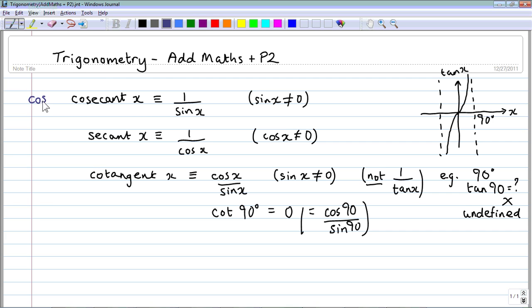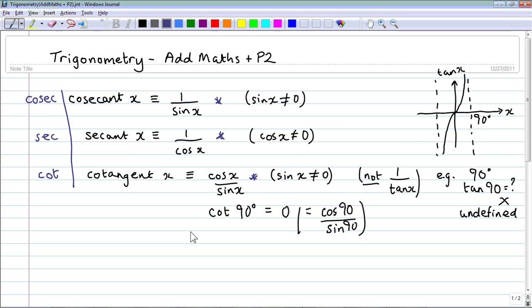This is usually written cosec. This is usually written sec. And this is usually written cot, C-O-T. Now, you may or may not have these as buttons on your calculator, but obviously you can easily calculate them using the formulas provided here at any particular time. So that's the basic definition.